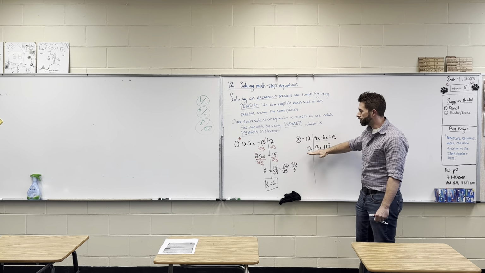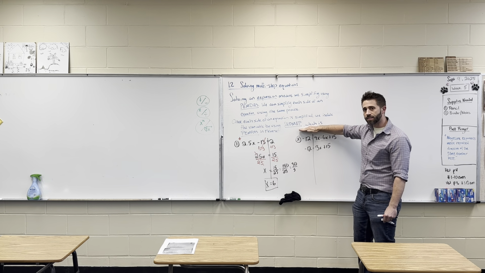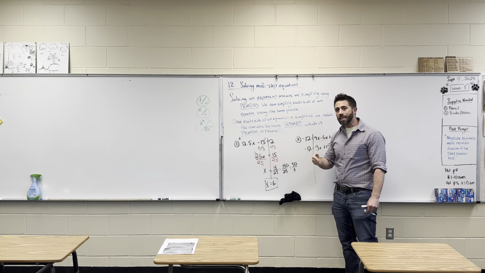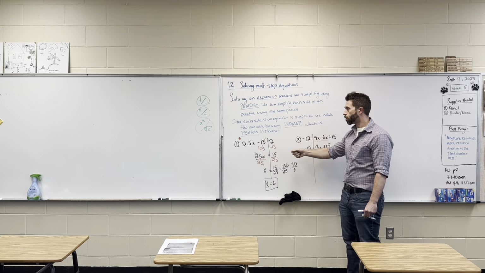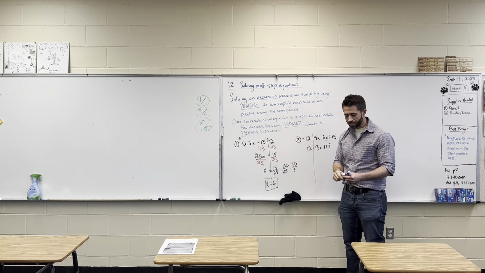Once I simplify, I look at the left and the right. Nothing else I can simplify. So now I'm going to go through and isolate the variable, which means I'm going to start peeling things off in reverse order. So the first thing I peel off in order to isolate that variable is addition and subtraction.